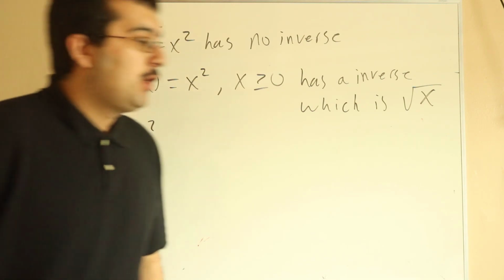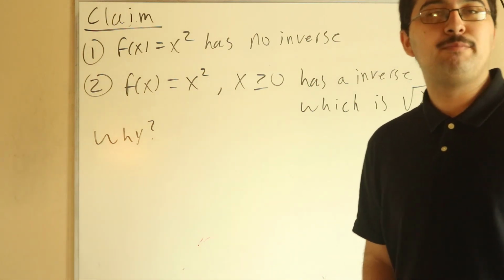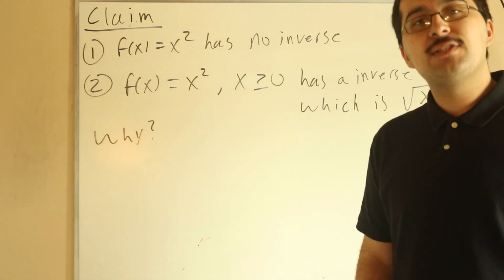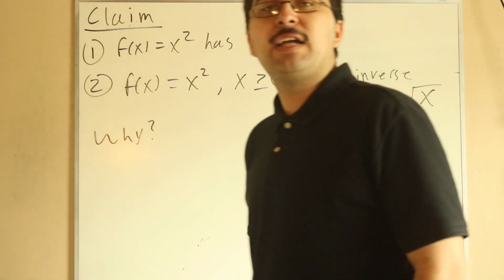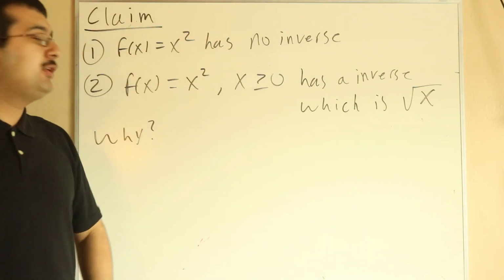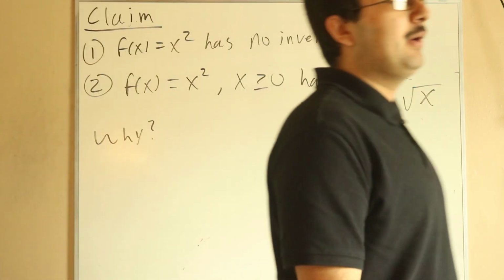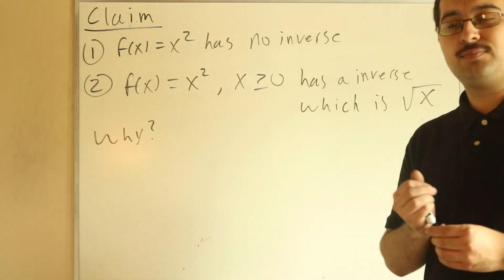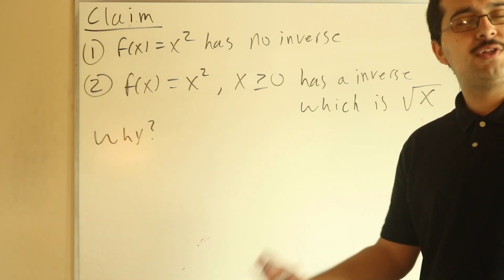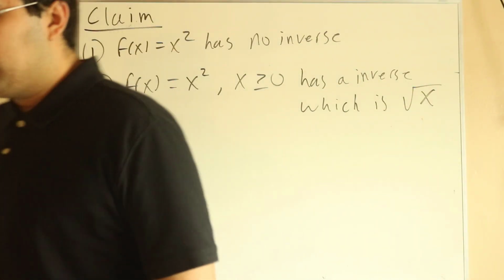Okay, so for our next topic of discussion, I want to consider these two claims I'm going to make. The first claim is this: f of x equals x squared has no inverse. However, f of x equals x squared with the condition, or the domain, that x is greater than or equal to 0 has an inverse. And that inverse is the square root of x. Okay, so here are my claims. Now, are they true? Well, I'm going to say that they are. The question then is why? Why are they true? Well, let's talk about that.